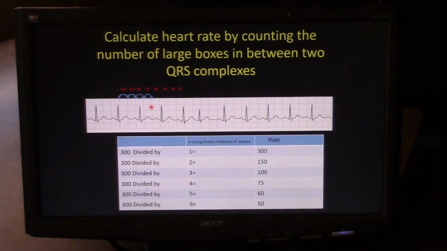And when I was learning EKG dysrhythmias and rhythm interpretation, I actually memorized this formula. And it's 300, 150, 100, 75, 60, 50, 40s, 30s. So if I have a complex here and I have a complex 3 boxes later and it marches out, I would have a heart rate of 100.